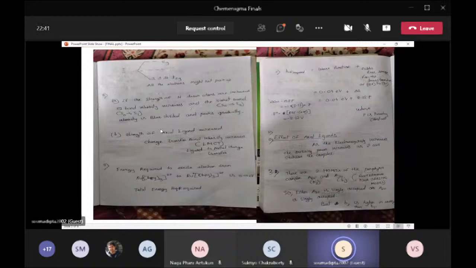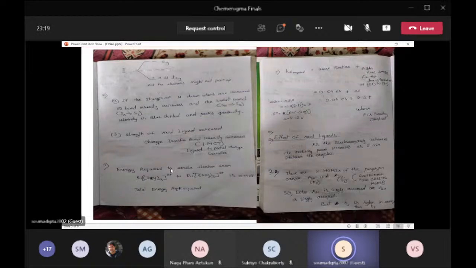Now if the strength of the axial ligand is increased, then the charge transfer band's intensity would increase. We can see there is ligand to metal charge transfer. So if we increase the strength of the axial ligand, then the ligand to metal charge transfer process intensity would increase. That's the observation we can see from the complex. Sadly, I cannot draw the graph because of time issues, so I could not do it all very correctly.